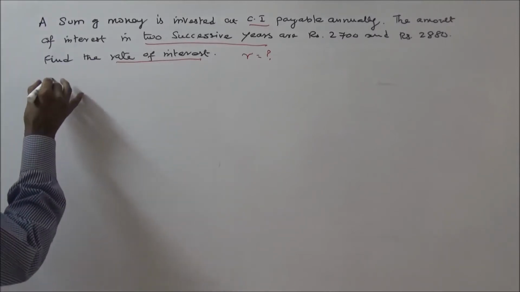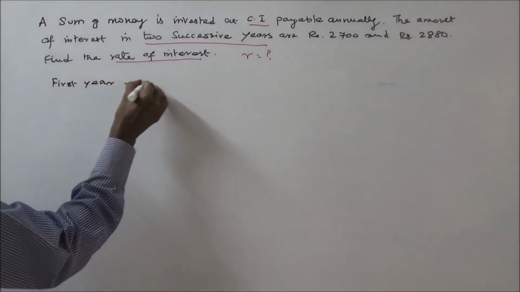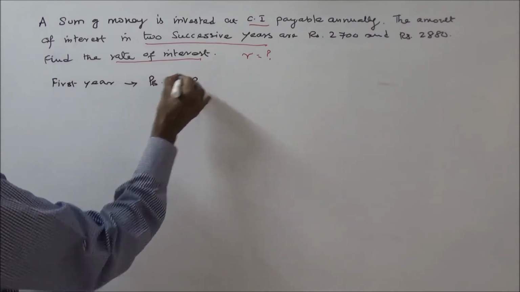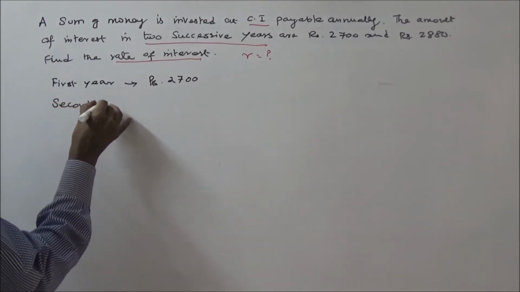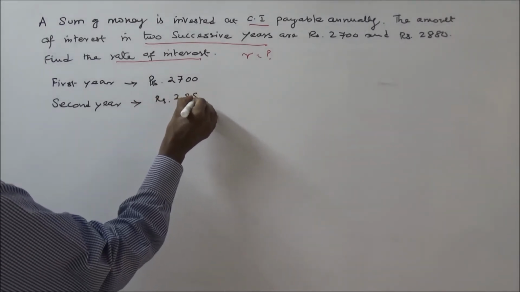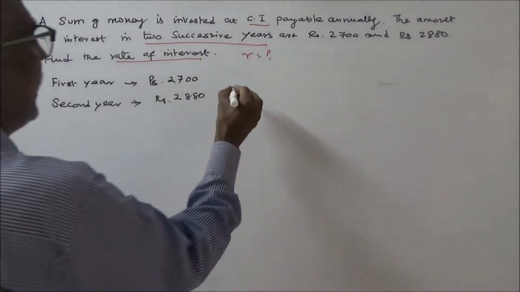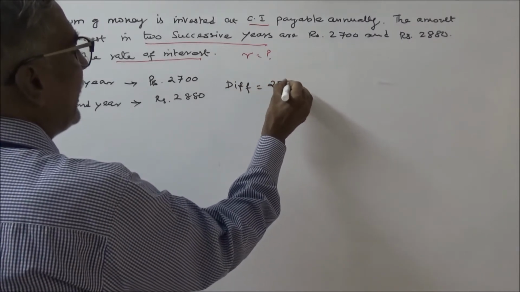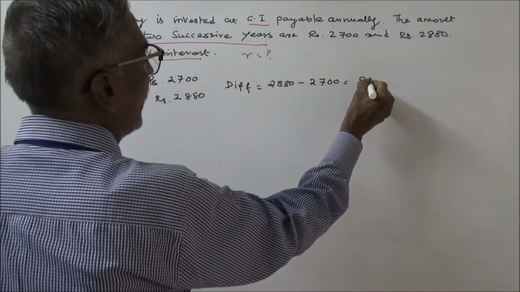The amount is first year, the amount is rupees 2700. Okay. Second year, the amount is rupees 2880. So this is the amount. Okay. What is the difference? Difference is 2880 minus 2700. That is equal to rupees 180.